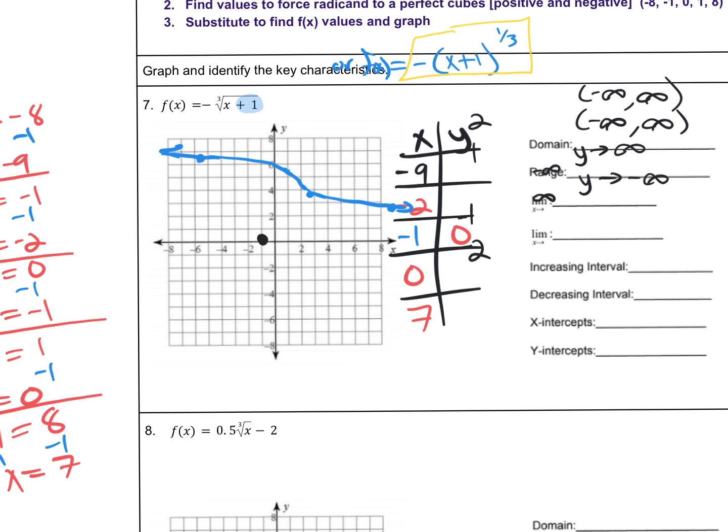Increasing or decreasing intervals, once again, we're just answering one of these questions. As we track it from left to right, it's either going up or down. So here, as we move from left to right, you can see that this one's going to go down the entire time. So here we'd say it's decreasing across the entire domain.